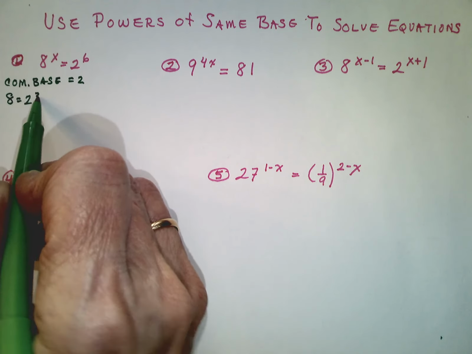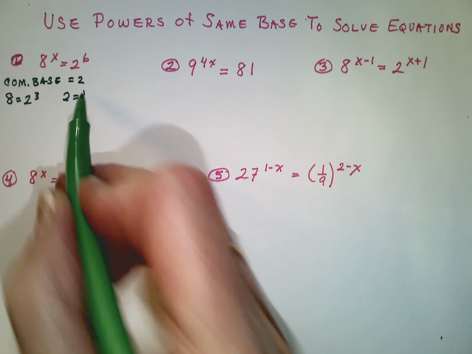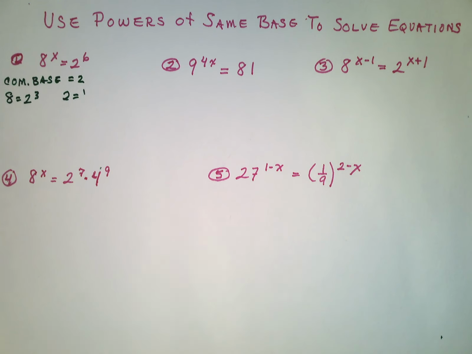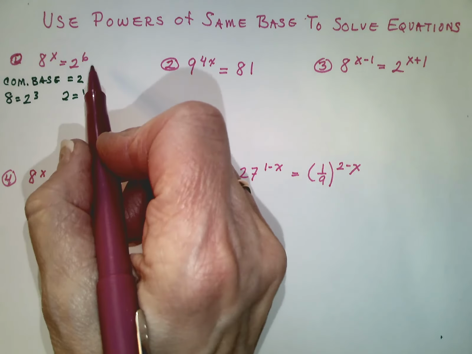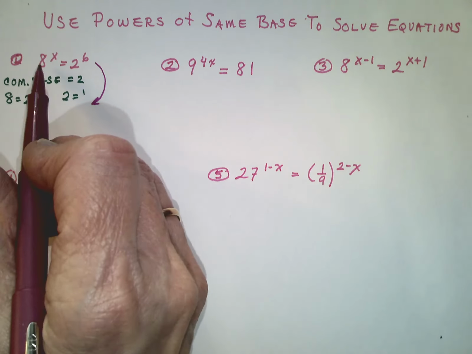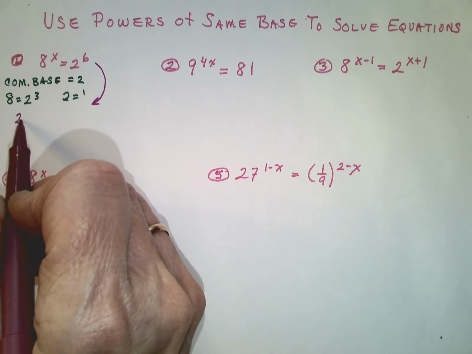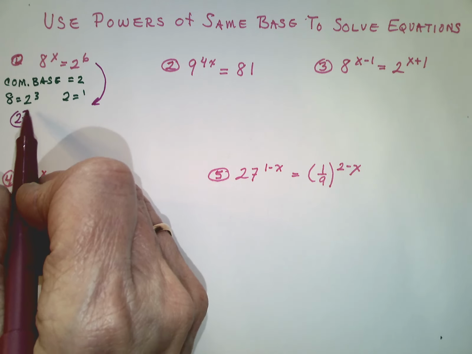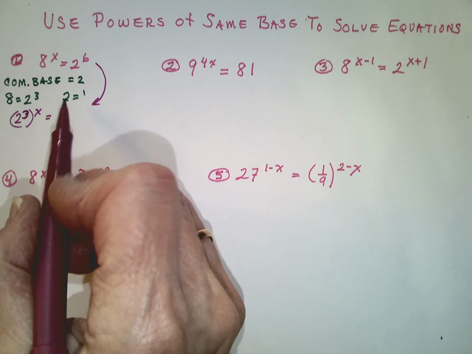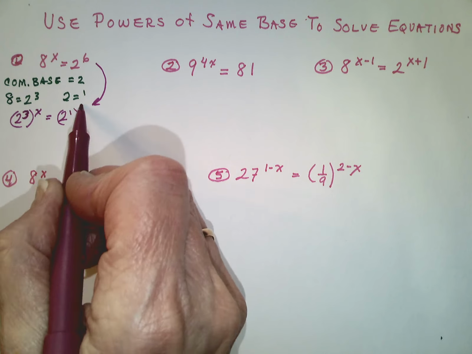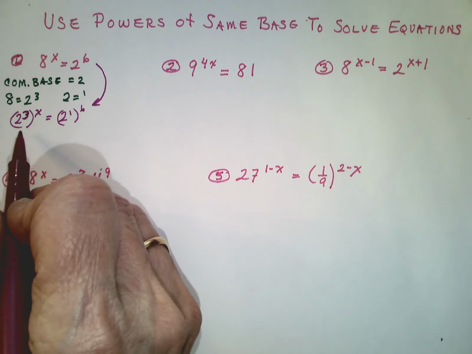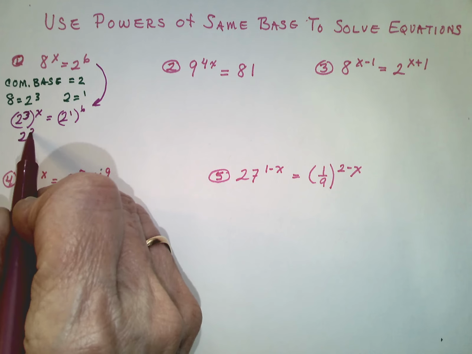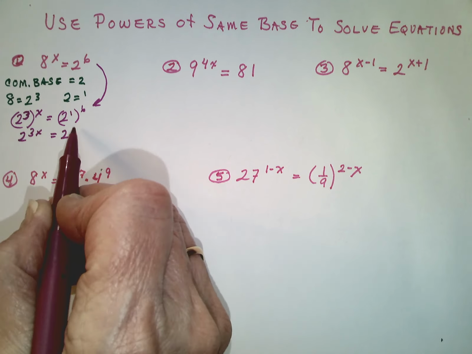8 is 2 to the third, 2 is 2 to the first, which doesn't change anything. And then substitute those values into the original equation. So instead of 8 to the x, we're going to replace it with 2 to the third to the x. And of course, this one's just going to be 2 to the first to the sixth. So powers of powers, we have 2 to the 3x equals 2 to the sixth.